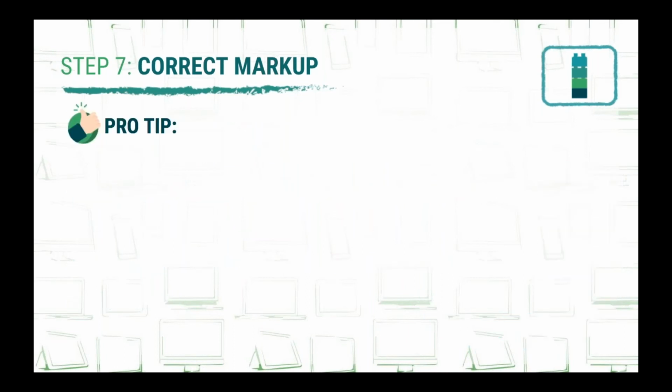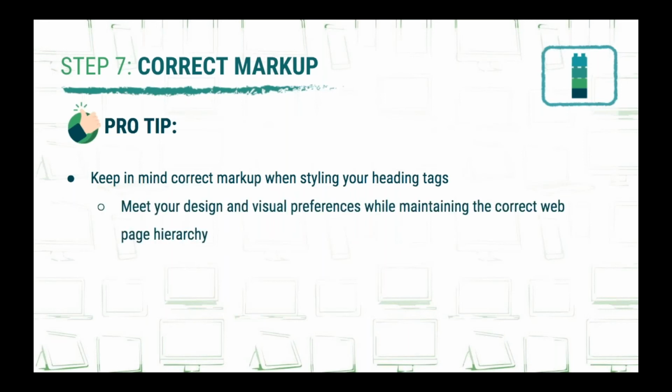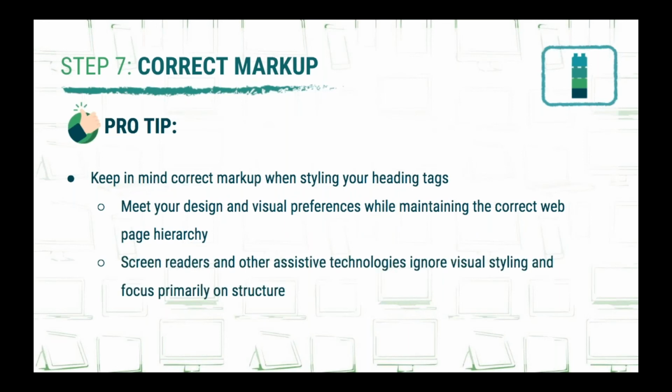Now, on this pro tip, I urge you to keep in mind correct markup when styling your headline tags. Developing tools such as CSS can allow us to change the heading fonts and colors to match your branding and visual preferences while maintaining the correct web page hierarchy. At the end of the day, screen readers and other assistive technologies ignore visual styling and focus primarily on semantics and structure. So it's important you make sure that your markup makes sense, both visually and structurally.